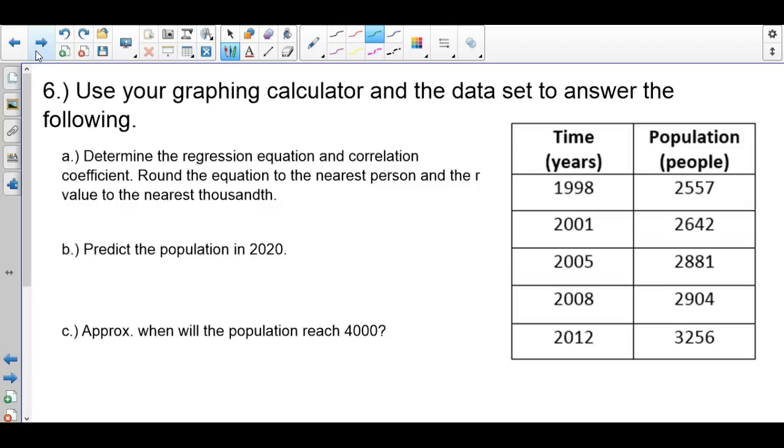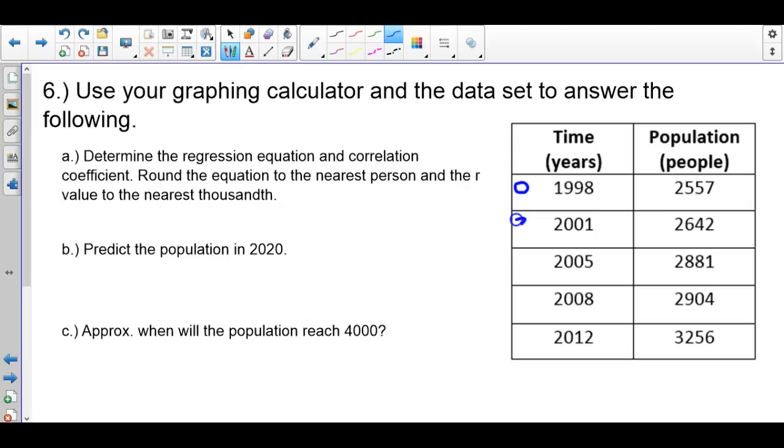The last one is a regression problem. So this is dealing with time that's measured in years, and we're going to be talking about a population of a very small town. We'll make a prediction of that population, and then we'll look approximately when it would reach 4,000. So what I'm going to do is call 1998 my 0 year. That's going to be my initial year.